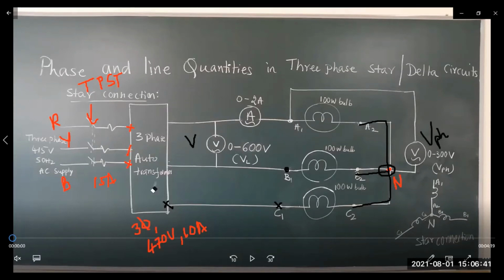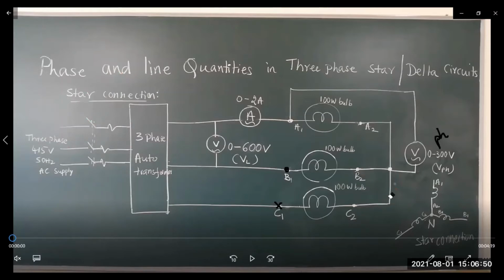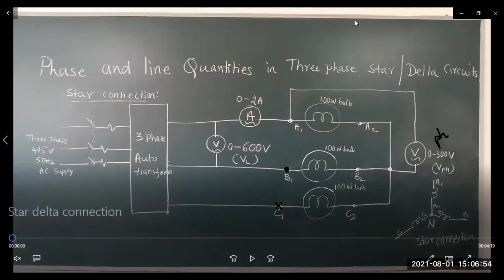And we require one ammeter to measure both line current and phase current. You know, in star connection, the line current will always be equal to the phase current. No separate meters are required for measuring line current as well as phase current. Now let us continue the demonstration.